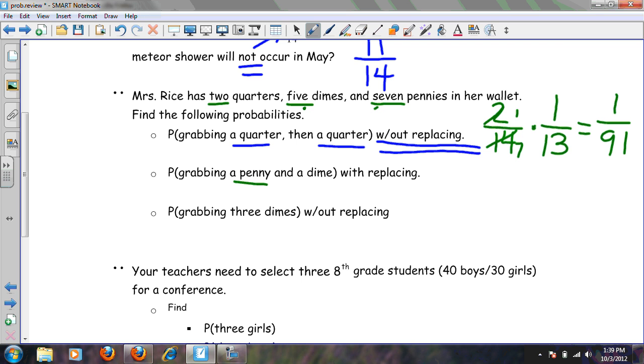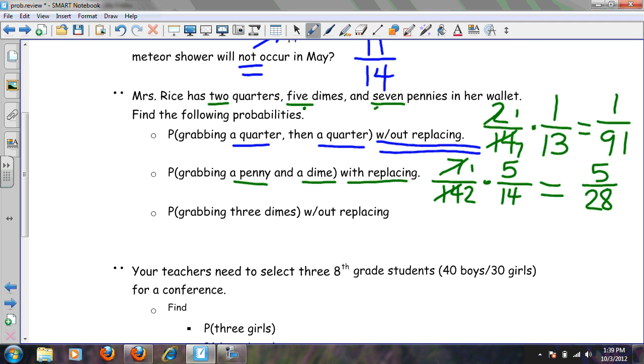Grabbing a penny and a dime with replacing. Okay? The chance that I'm going to grab a penny, 7 pennies out of 14 times, I'm replacing. So again, I have 14 coins. A dime. I have 5 dimes. I'm going to simplify this to 1/2. Therefore, I have a 5 in 28 chance that I will draw a penny and then a dime if I'm replacing.